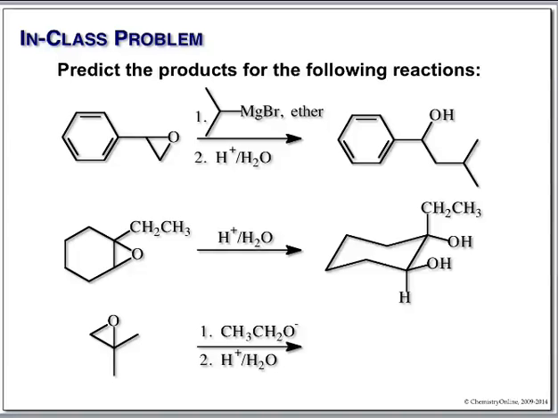All right, and our last one here, we're simply taking an alkoxide and we're doing an SN2 ring opening, followed by acid workup. Because it's SN2, we're going to attack the least hindered carbon, which is going to be the CH2 here, right?